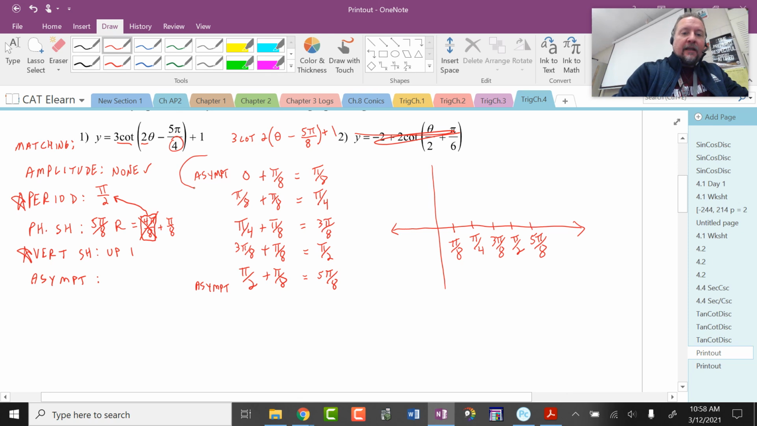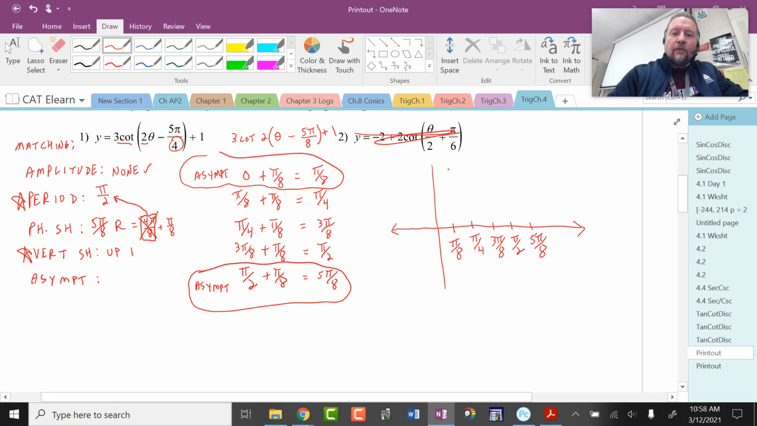Okay, so what did we say about cotan? Cotan starts and ends with an asymptote. So that's where the asymptote starts. It's shifted to the right. Another thing I screwed up in fifth hour, but then I caught it, is we didn't do our up-down shift.